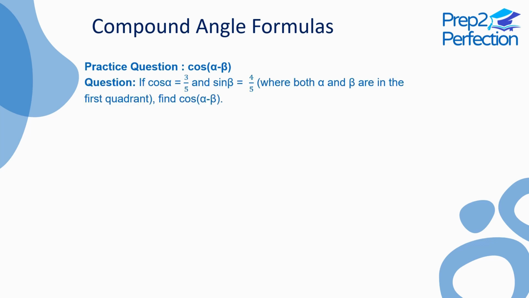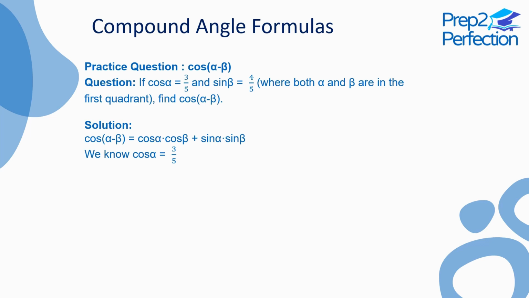So, if cos A is equal to 3 over 5 and sine B is equal to 4 over 5, where both A and B are in the first quadrant, find cos (A minus B). We know that cos (A minus B) is one of our identities, so we can say cos (A minus B) is equal to cos A times cos B plus sine A times sine B. We then need to work out what A and B is for each of these.